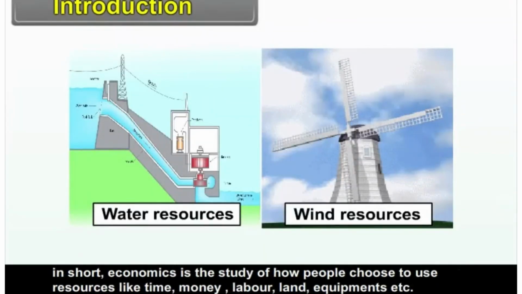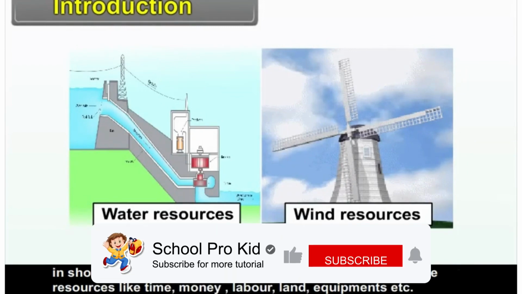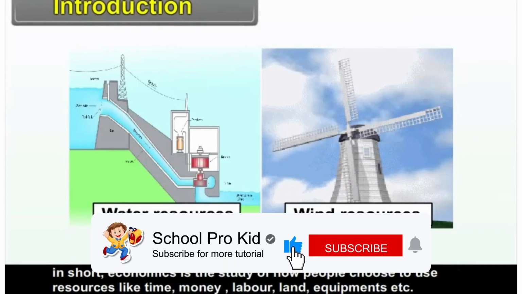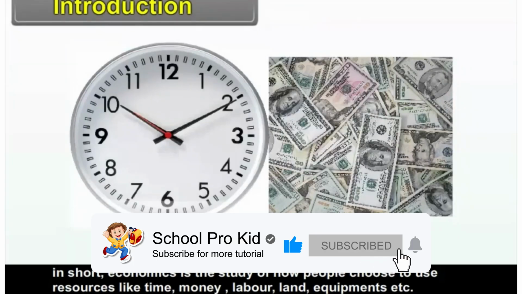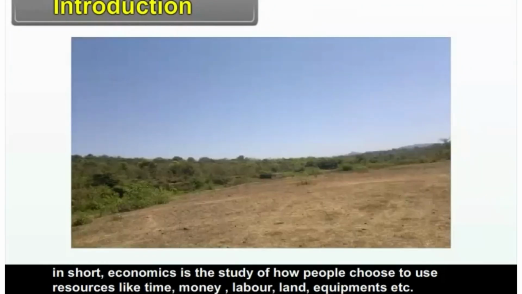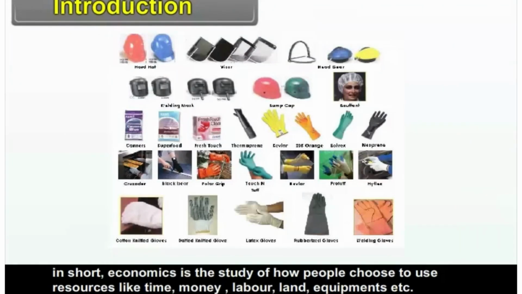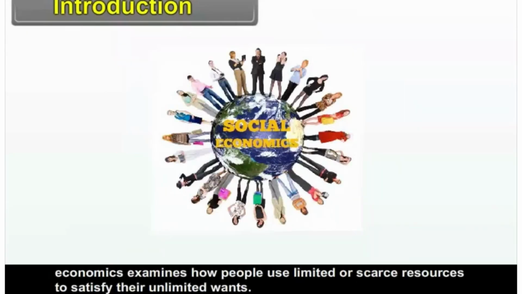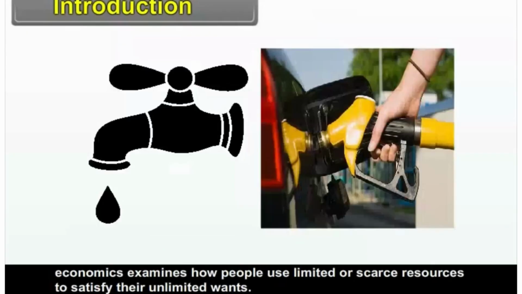In short, economics is the study of how people choose to use resources like time, money, labor, land, equipment, etc. effectively. Economics examines how people use limited or scarce resources to satisfy their unlimited wants.